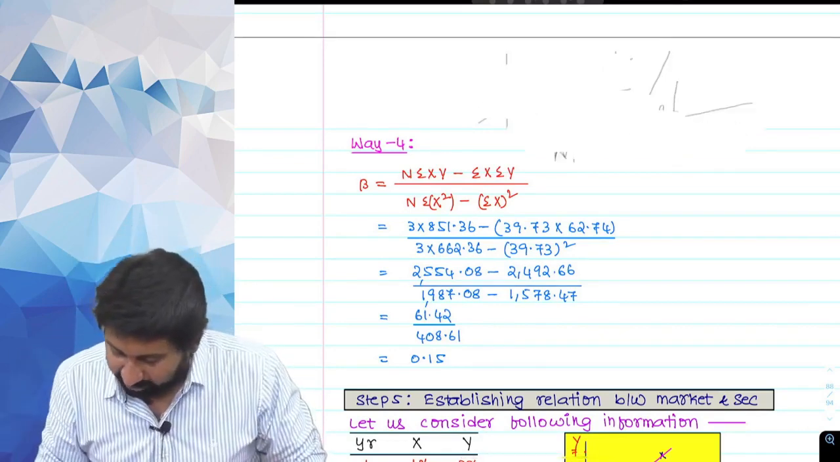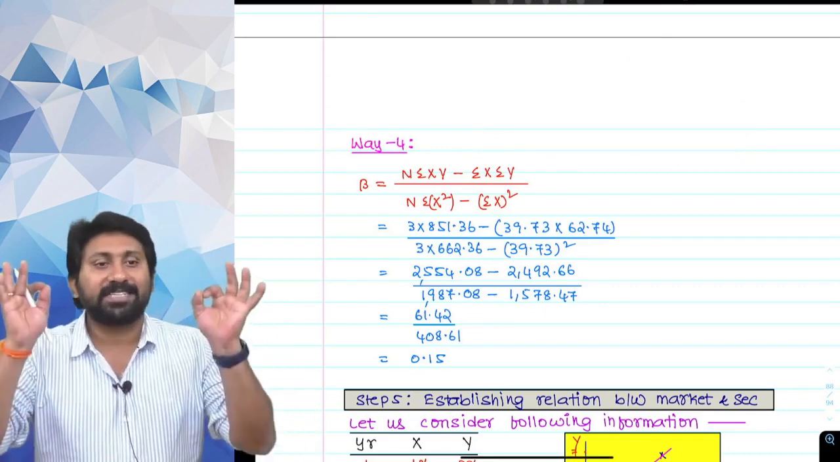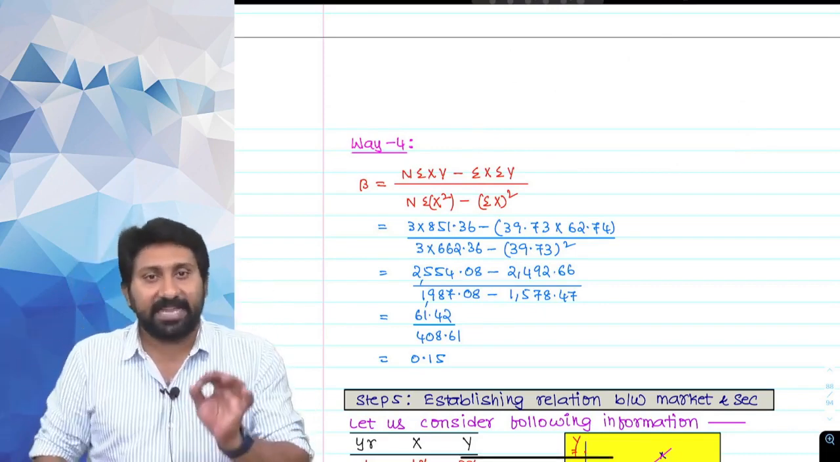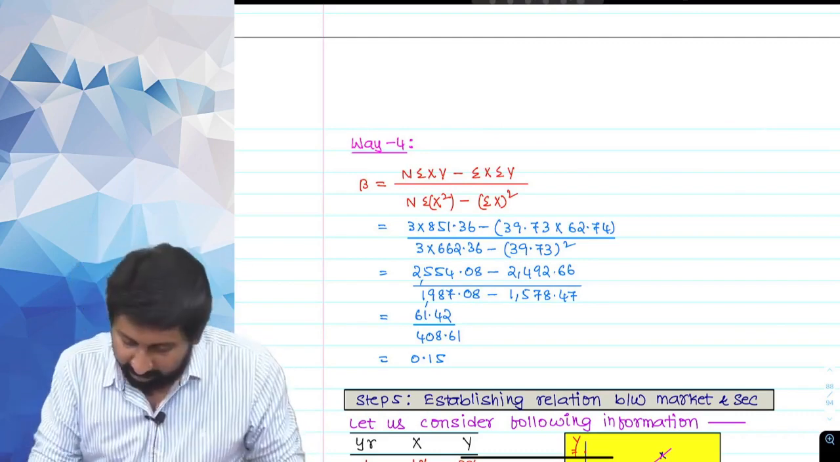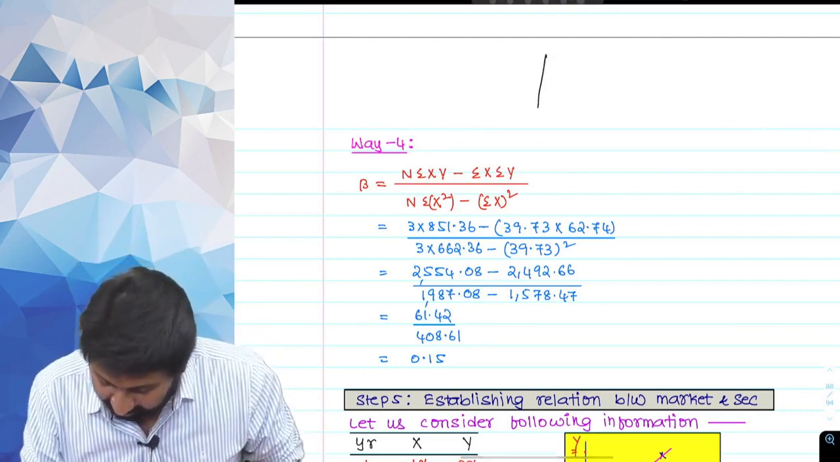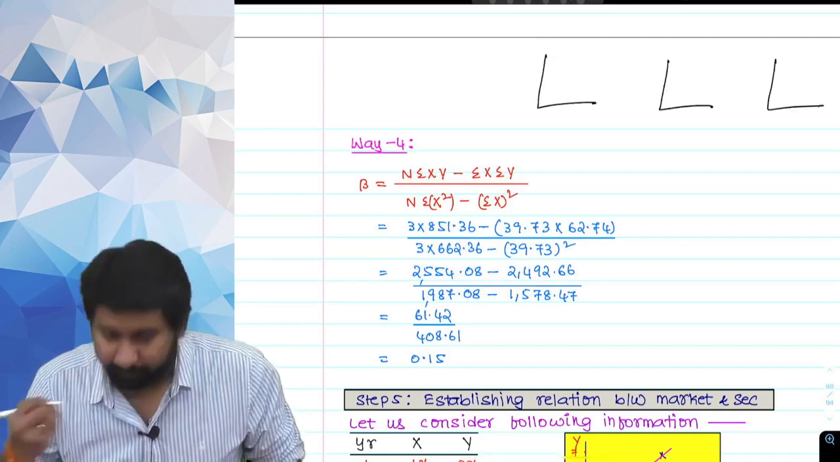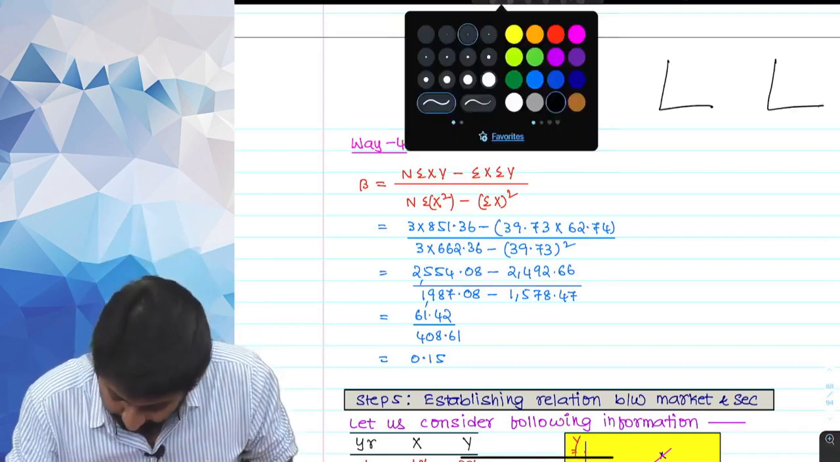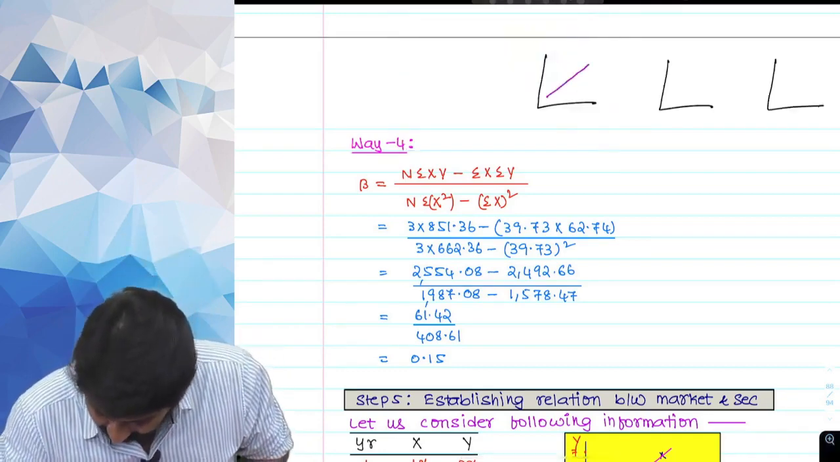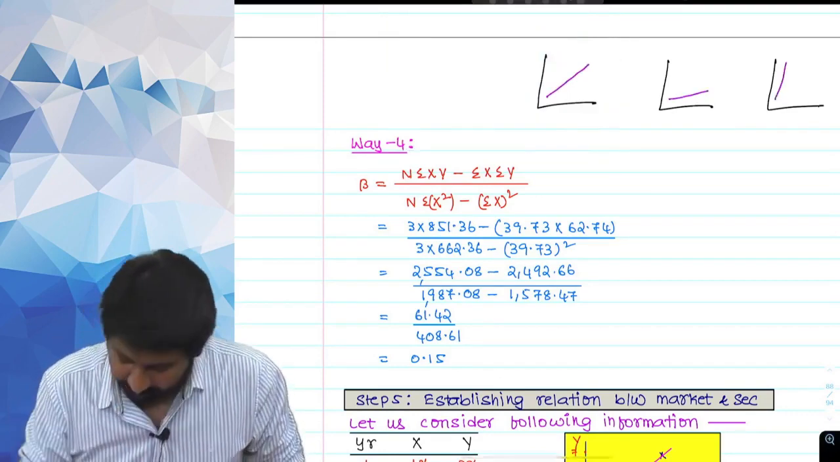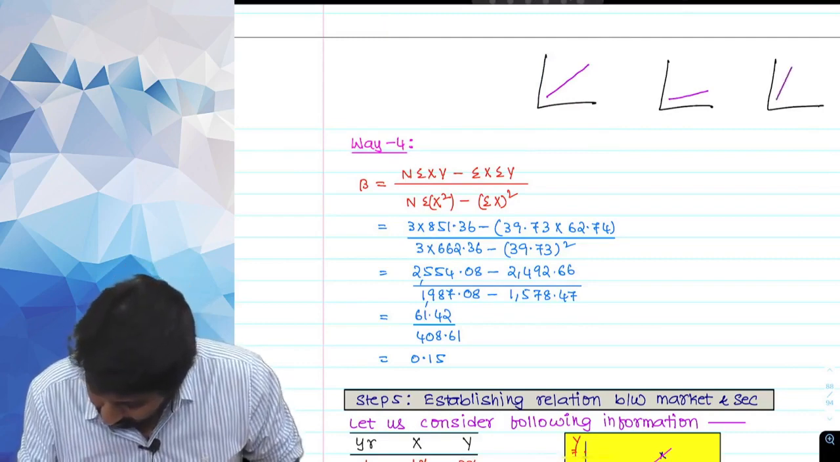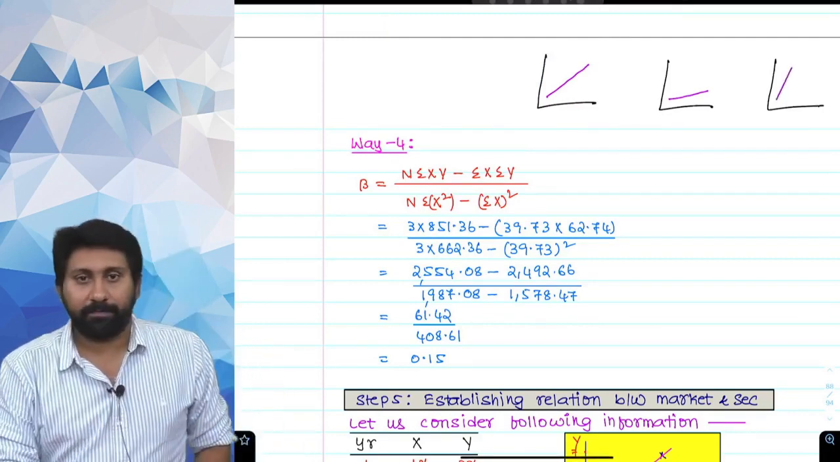Listen carefully to the logic. A straight line will always establish a relation. If you see, I have drawn 3 graphs, roughly.